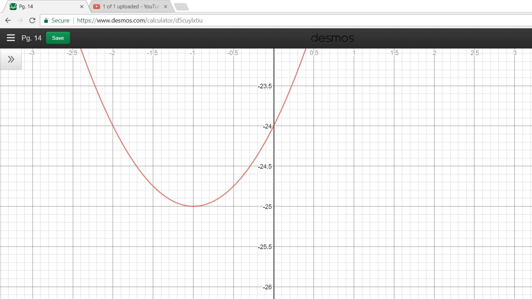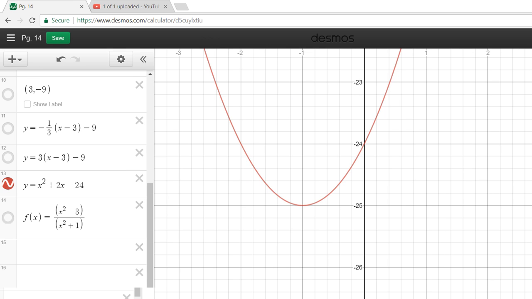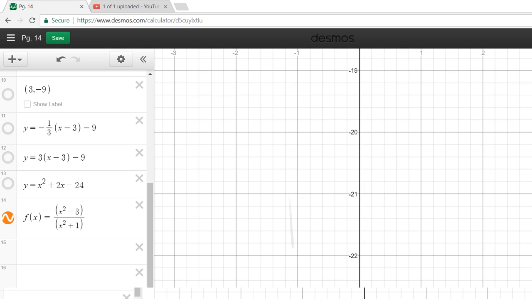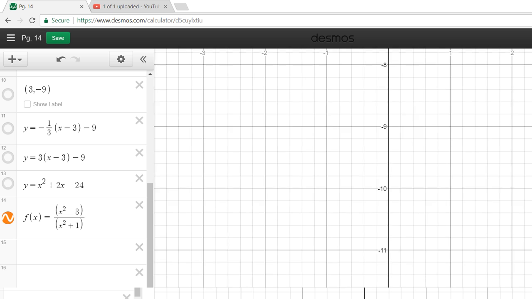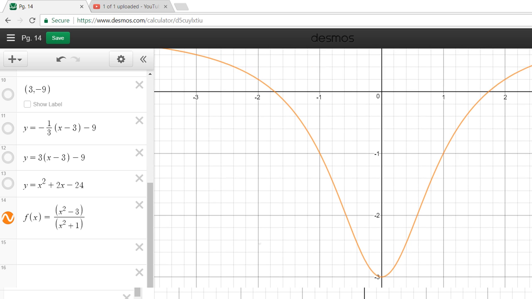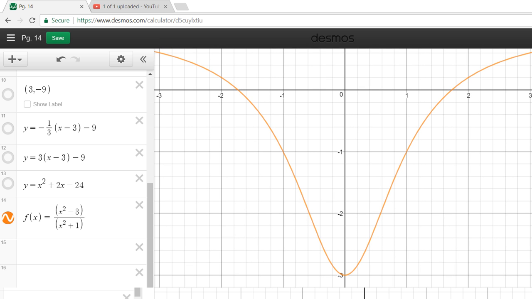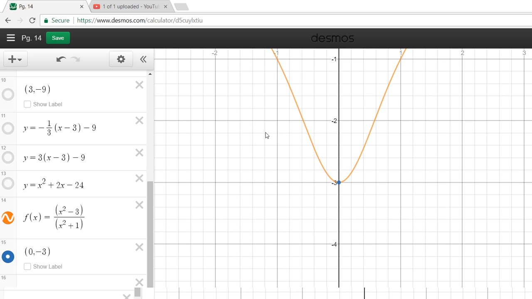Now let's check that. This right here is our function. We know that x equals 0 and y equals negative 3 is where we have the horizontal tangent. As you can see, because we have a minimum there.